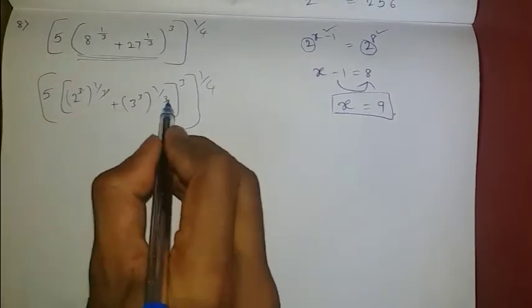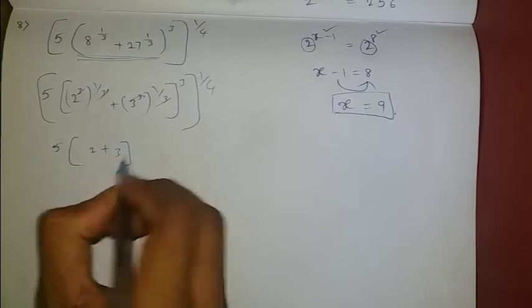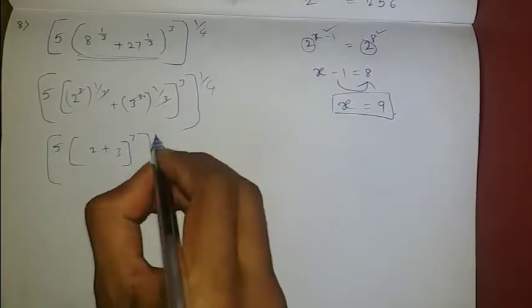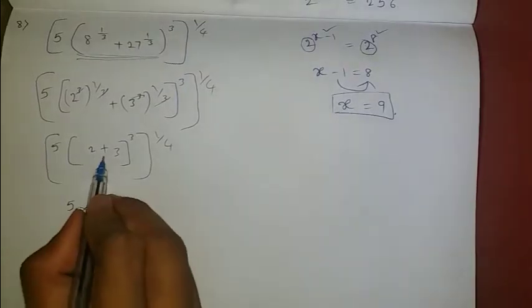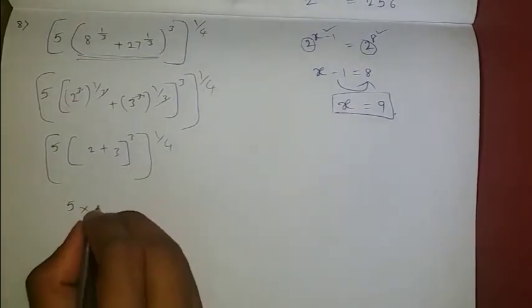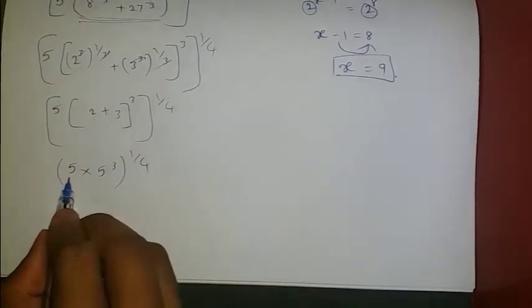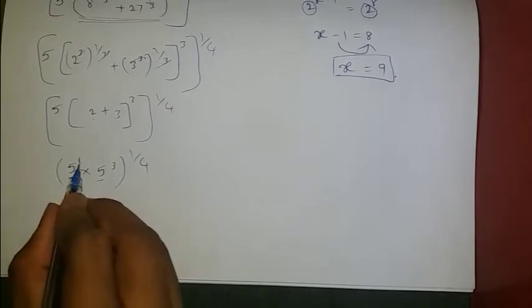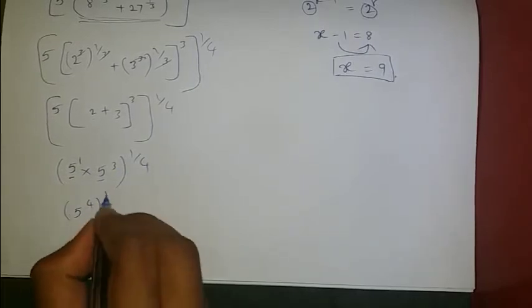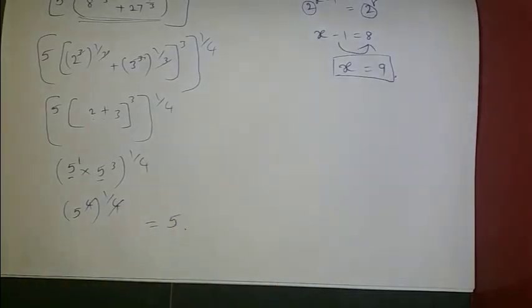Here 3 will cancel, 3 will cancel. So we remain with 5 into (2 plus 3) whole cube, whole power 1 by 4. So that is nothing but 5 into (2 plus 3), 5 cube, whole power 1 by 4. Now here the bases are the same, so the powers should be added. This 5 is nothing but 5 power 1. So 5, 1 plus 3 is 4, whole power 1 by 4. The 4 will get cancelled, so we remain with 5.